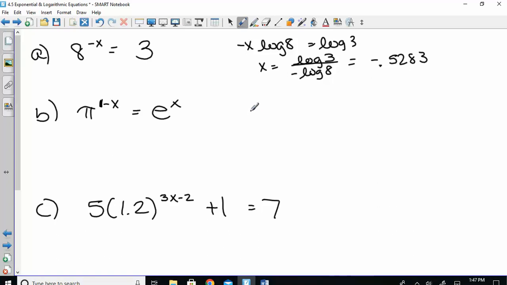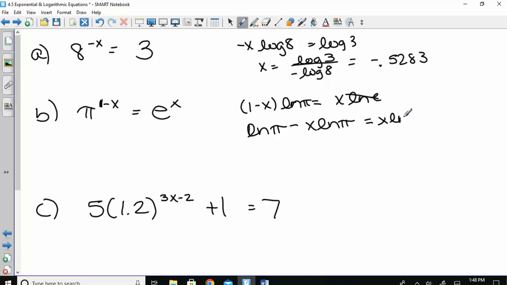Did you add log or natural log? Natural. Okay. Not wrong if you used a log. Whoops, said one and wrote the other. Just saves you a step if you use the natural log, because a natural log of E is just 1, so that could just cancel. Again, if you didn't cancel it, you're okay. It'll work out in the end. So we have the natural log of pi minus x natural log of pi equals x natural log of E. But you could just recognize that the natural log of E is 1 and take that away.